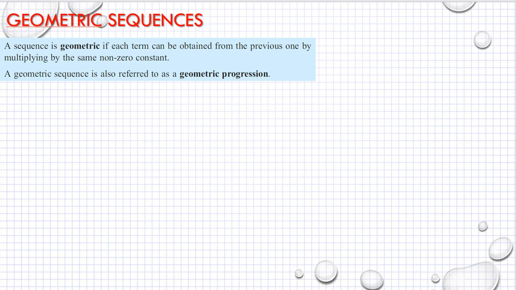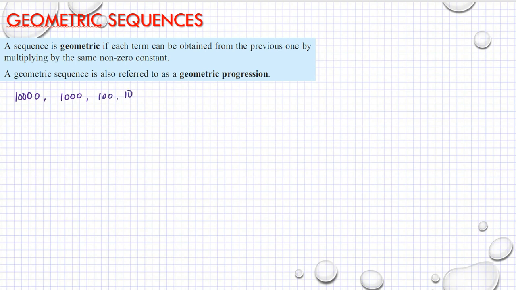Definition first. A sequence is geometric if each term can be obtained from the previous one by multiplying by the same non-zero constant. A geometric sequence is also referred to as a geometric progression. That means, for example, if we have 10,000 there, and the next is 1,000, and then we have 100, and then we have 10.